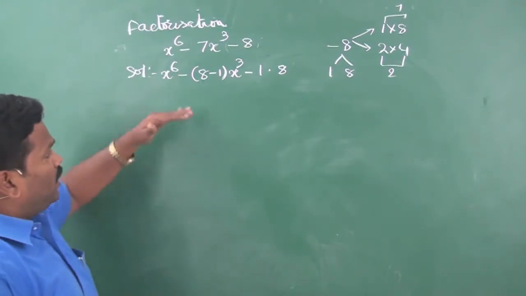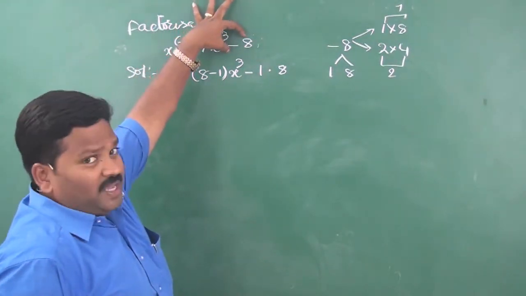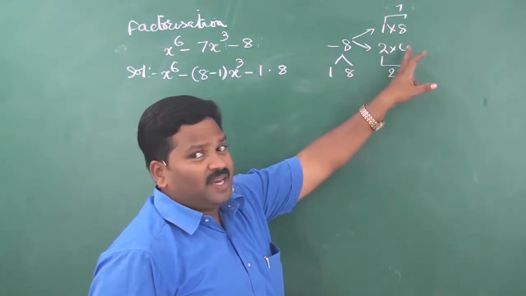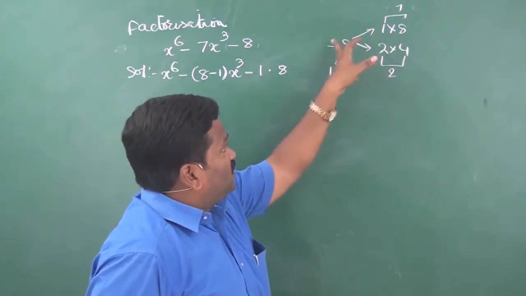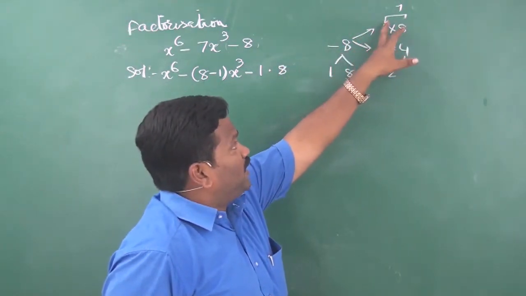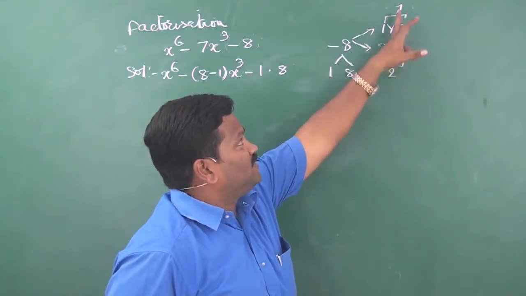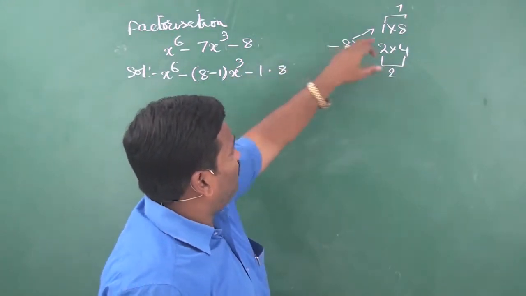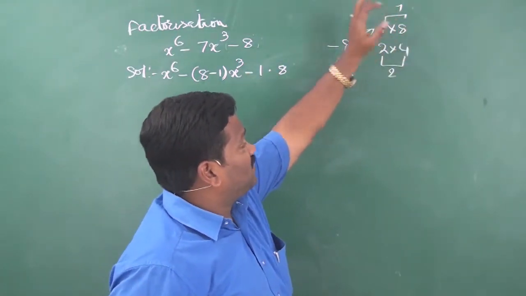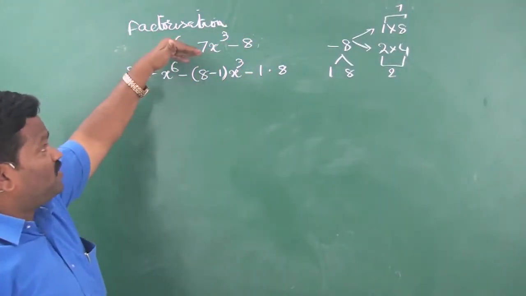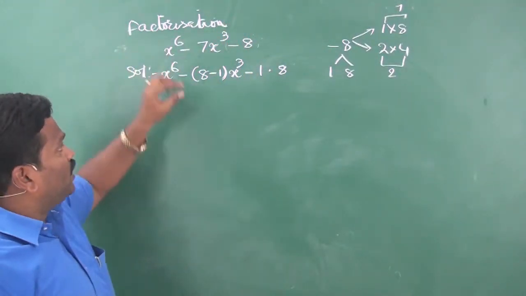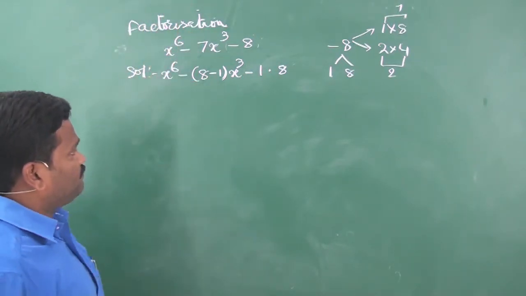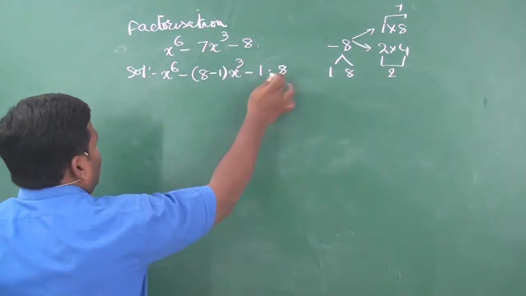Do you understand? Let us take the factors of 8. The factors of 8: 1 into 8 is 8, 2 into 4 is 8. Since minus is there, we should take the difference of the factors. The difference of these two factors is 7, the difference of the other two factors is 2. Therefore, we should consider only 1 and 8, since the difference is 7, which is equal to the coefficient of x cube, the middle term. Therefore, in place of 7, we should take 8 minus 1. And 8 can be written as 1 into 8.